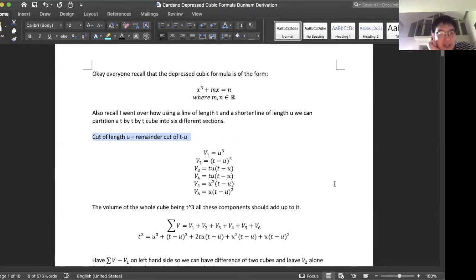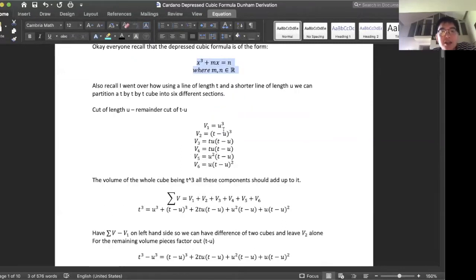Remember what a depressed cubic is, and that we're making a small line segment cut u in our original line segment t, and we are going to break up our giant cube of volume t cubed into 6 smaller prisms, then add them up. As you can see here on the screen, I've already done so for you.